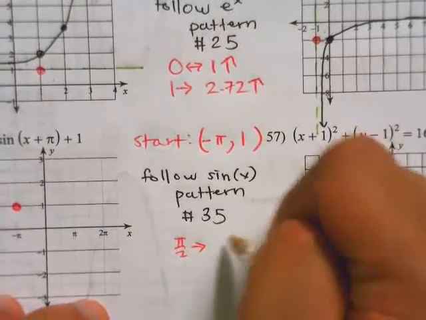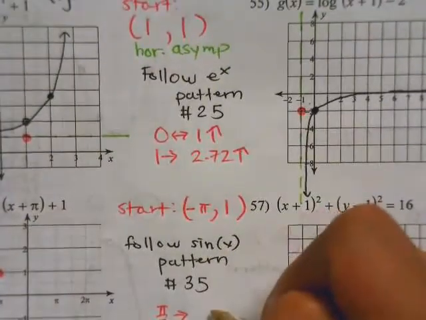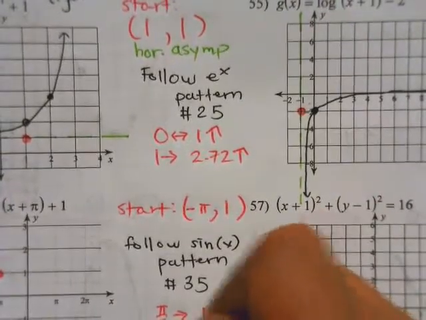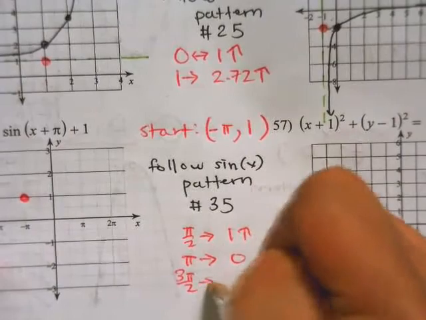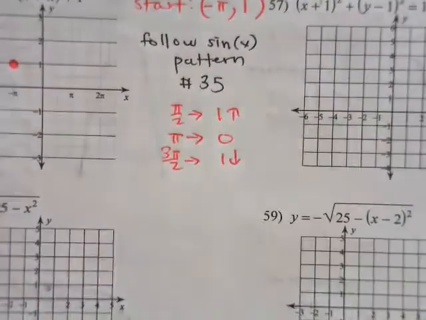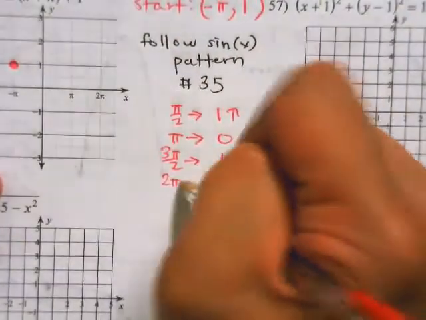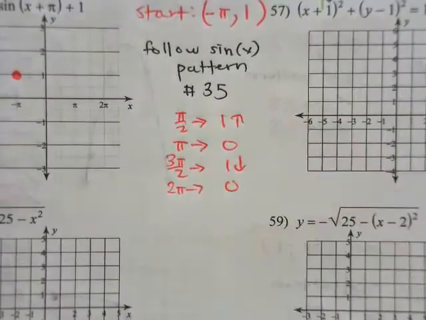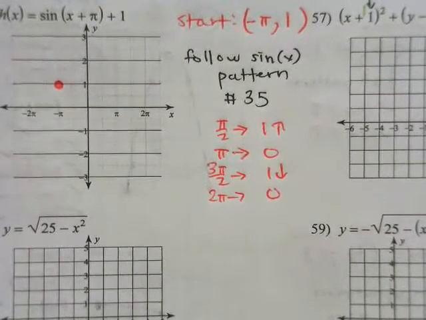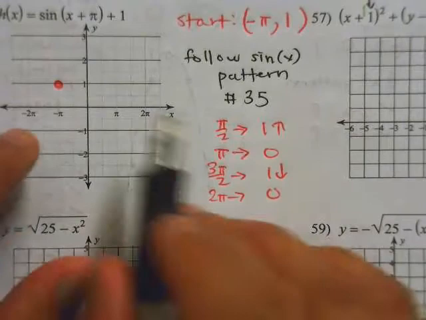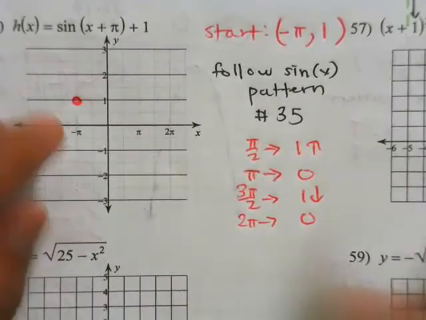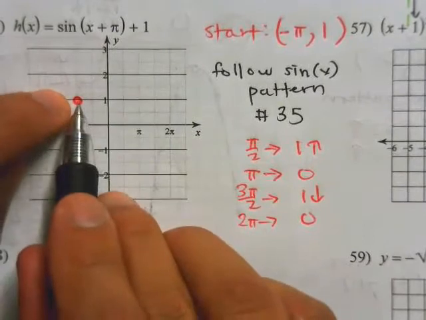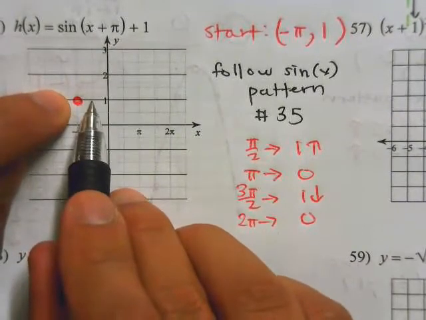So from the starting point, pi over 2 to the right, 1 up, pi, 0, 3 pi over 2, 1 down, 2 pi back to 0. So every pi over 2, there's some sort of movement, okay? But we're going to go every step of the way. So every pi over 2 is just going to be on these marks over here. So start from the starting point, you're going to go pi over 2, and then you're going to go 1 up.